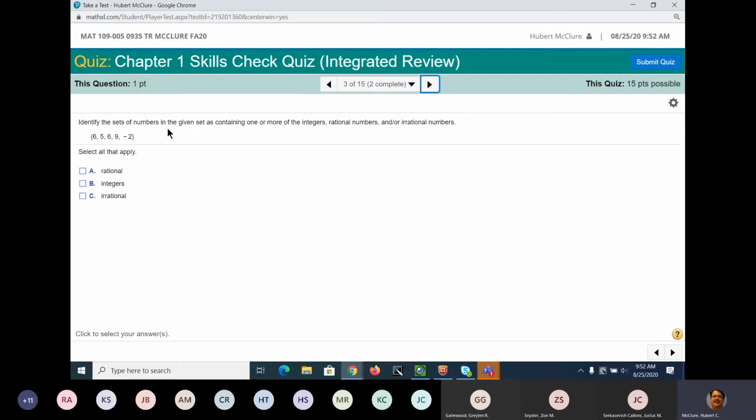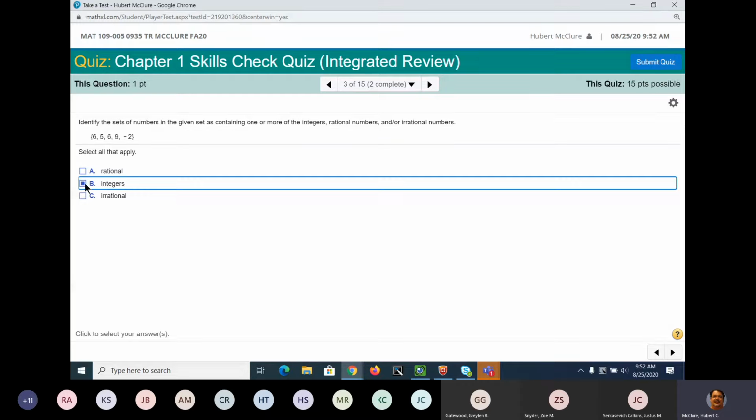Identify the set of numbers given as containing one or more of the integers, rational numbers, and/or irrational numbers. Okay, well, we've got integers right here. That's what I think, integers. I don't like these type of questions, but look, all these are whole numbers. Whole numbers is a 25-cent word for integers. Since you're including the negatives and the positives, that's integers.